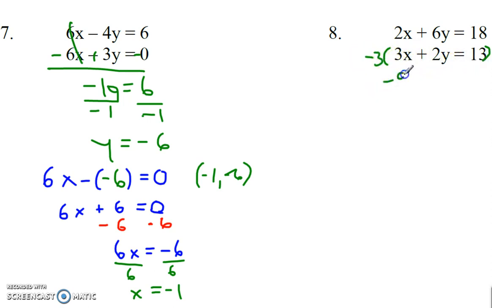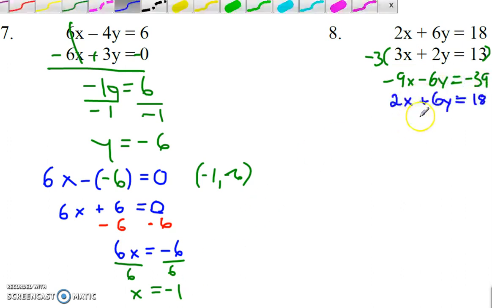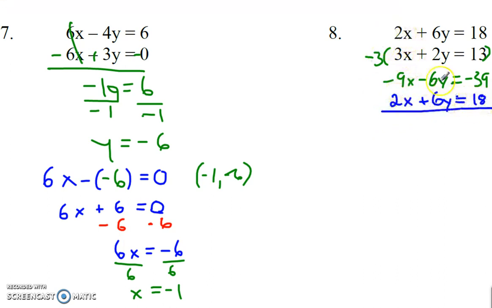So I'll get negative 9x minus 6y is equal to negative 39. Then when I add these up, and I rewrote this down here just because I don't want to skip the line, I want to make sure I know what I'm doing. Add these up, I get negative 7x is equal to negative 21. Divide by negative 7 on each side. X is equal to 3.